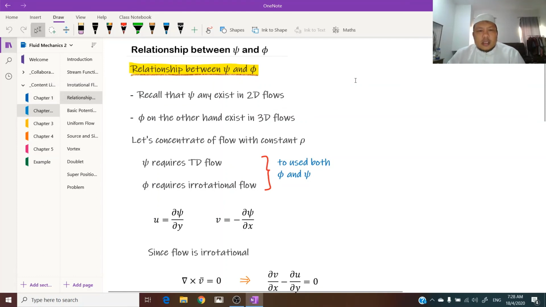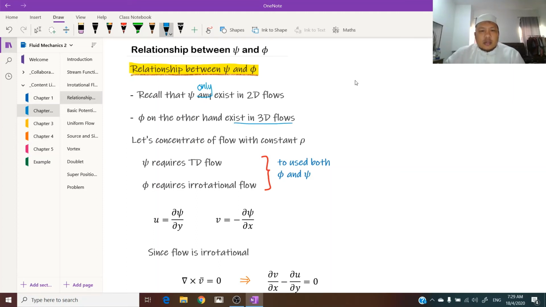Okay, next we're going to see the relationship between the stream function and potential flow. We recall that the stream function only exists in 2D flow, and phi, on the other hand, exists in 3D flow.